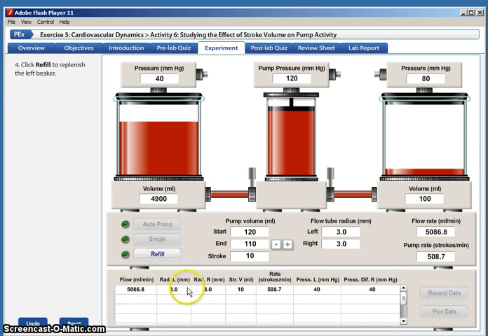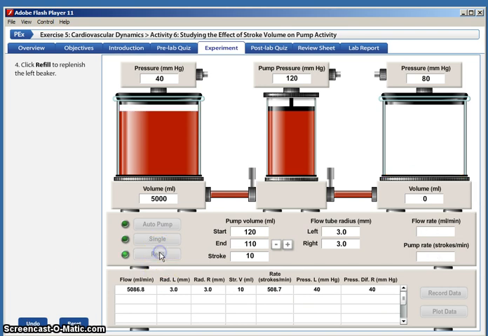Our flow is supposed to be constant, the left and right radius, so aorta and pulmonary veins, constant. Stroke volume is only 10 milliliters leaving, and so we have 500 strokes. That's crazy, isn't it? All right, we need to refill.